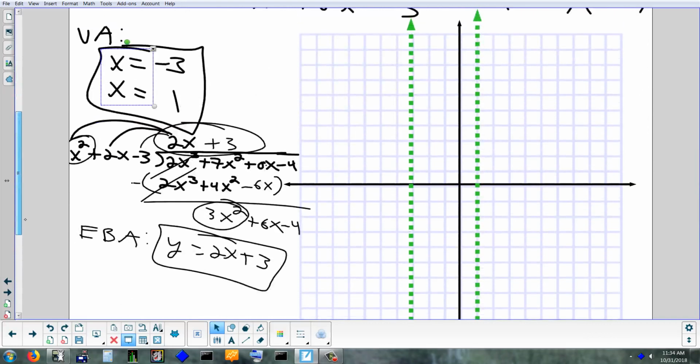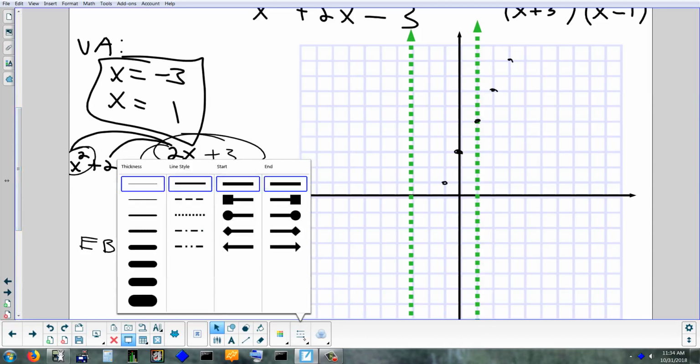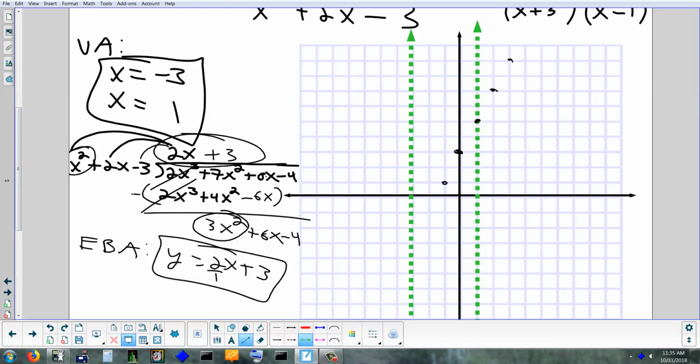Now I'm going to sketch 2x plus 3. Yeah? So the EVA is always the quotient? The EVA is always the quotient. Yep. So put a dot at 3, and then remember, slope is rise over run. Up 2, right 1. So up 2, right 1. Do it as many times as you want, and then put in a dotted line. Let's go like this. Yeah, it's pretty good.